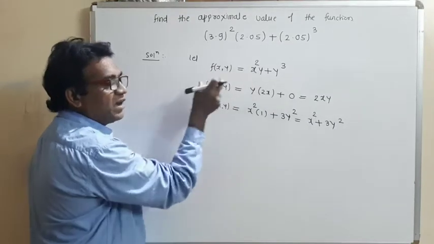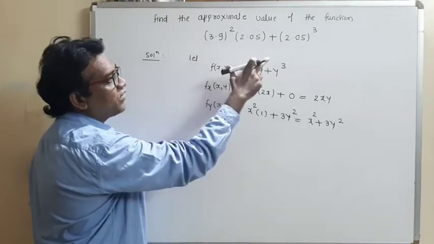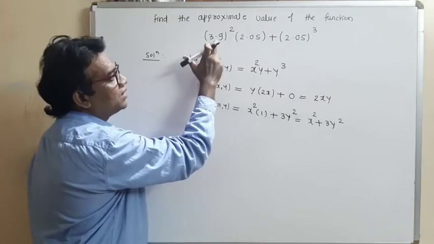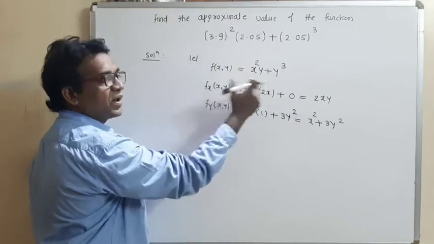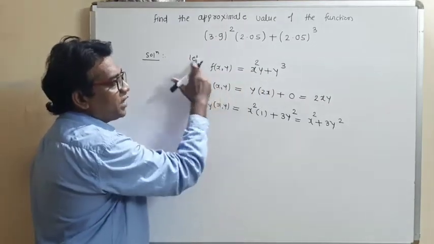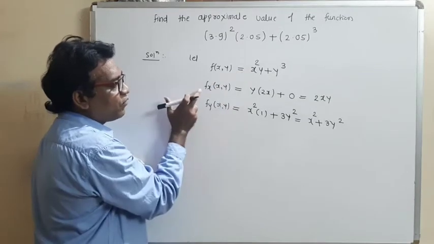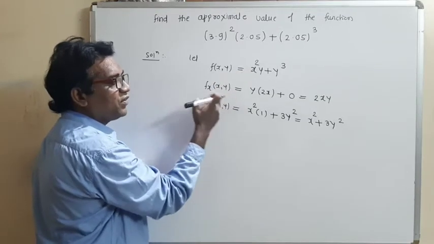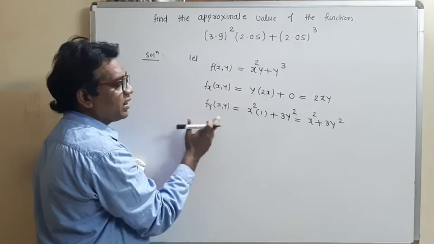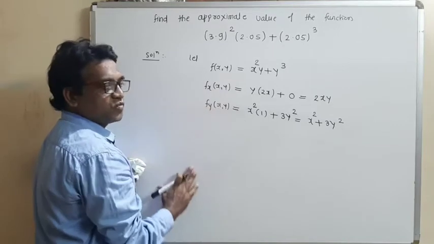First of all, identify the given function. What is the given function, or what is the required function? This will be x square y plus y cube. So from the given function f, first of all find out the partial derivative fx at xy and the partial derivative fy at xy.